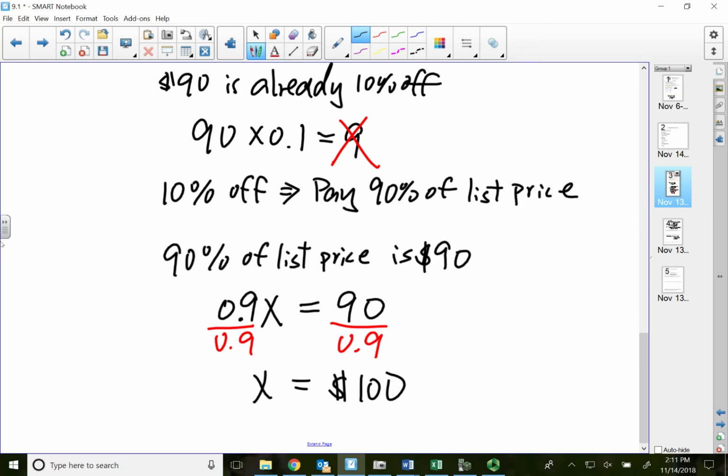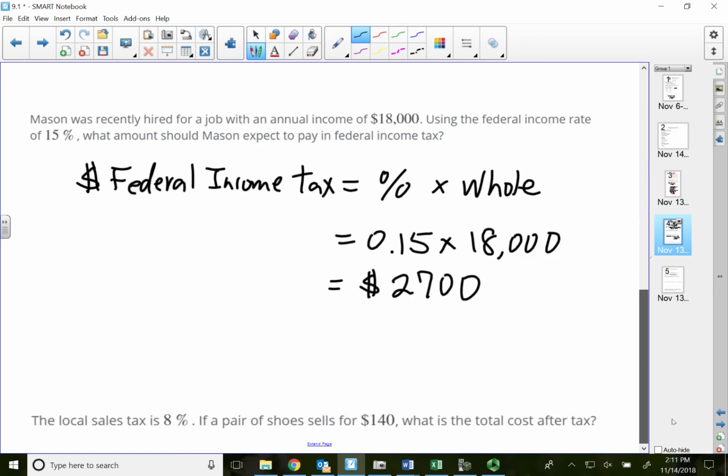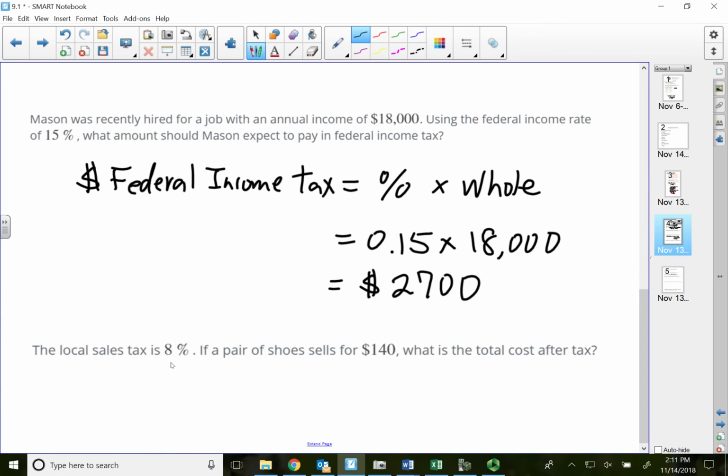So let's take a look at another example, okay? Let's do sales tax. So let's jump to this very last one here. The local sales tax is 8%. If a pair of shoes is selling for $140, so this is not the list price, this is the price that I need to pay to the store. What is the total cost after the tax? So that means I need to pay the $140 to the store plus another 8% to the government. So what's the total amount of money I need to pay?